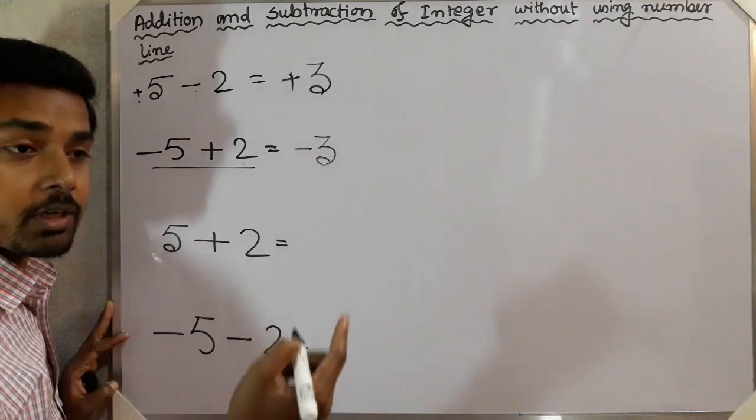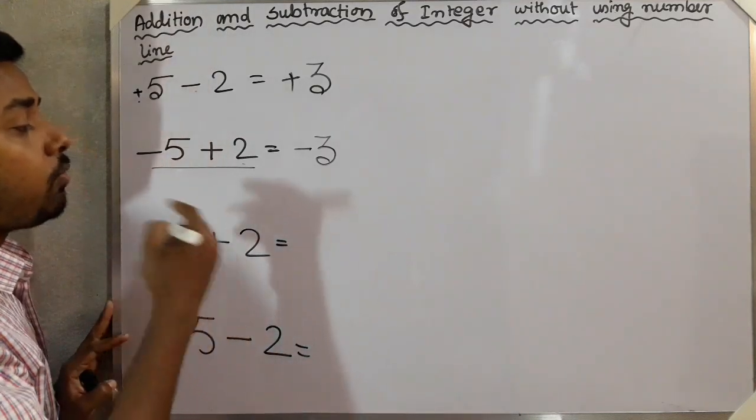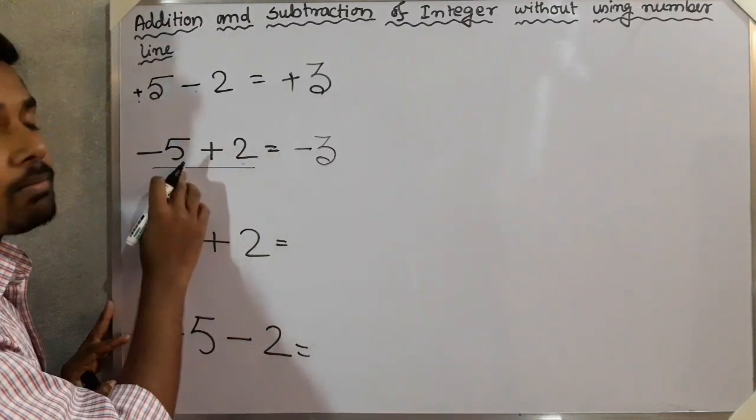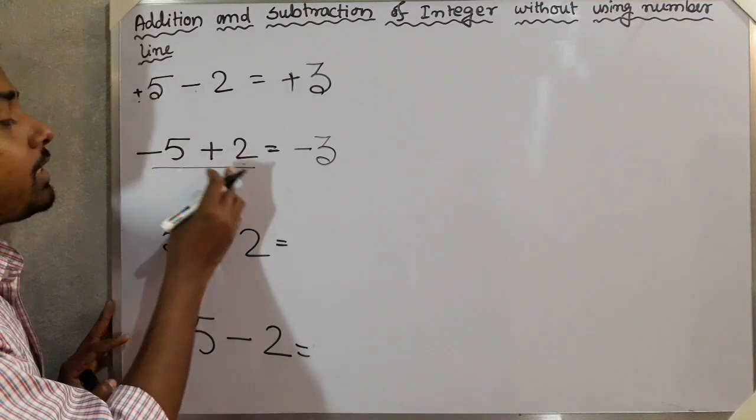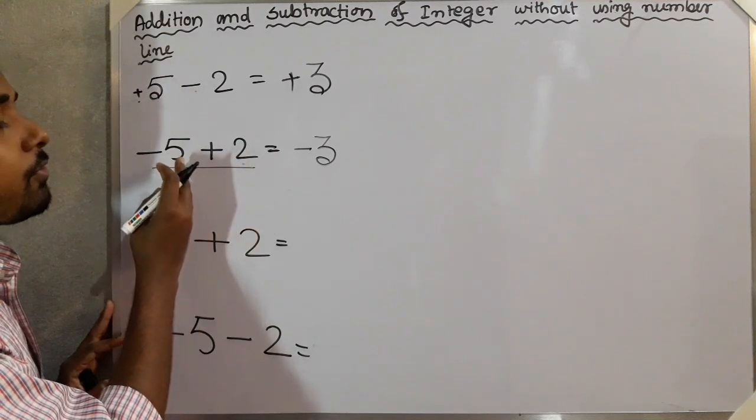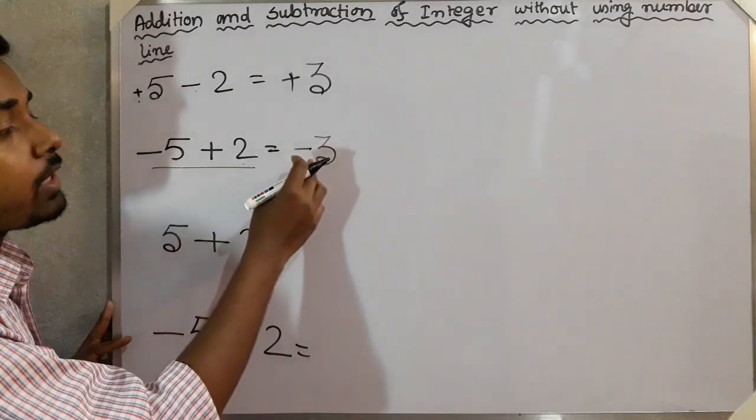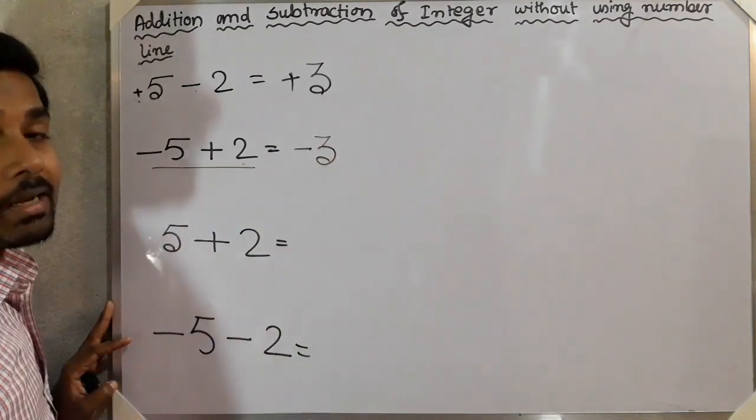Okay, after subtraction or after addition, what do you have to do? You have to again check both the numbers, and whatever sign is in front of the greatest number, that sign you have to take in front of the answer.